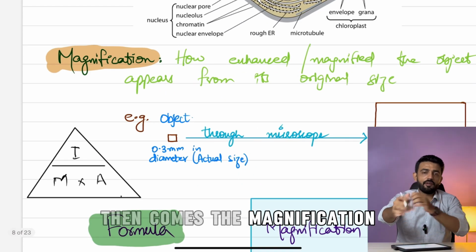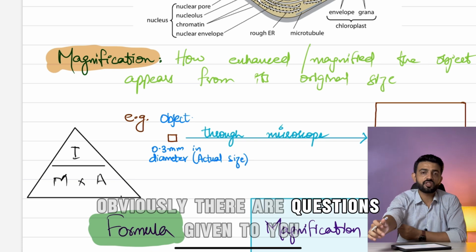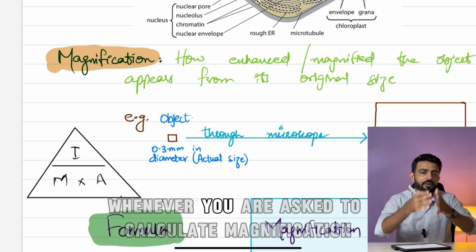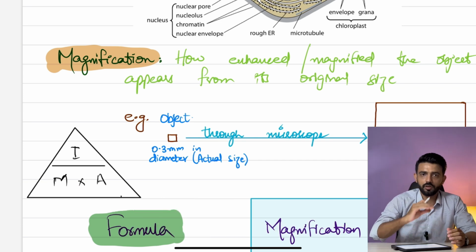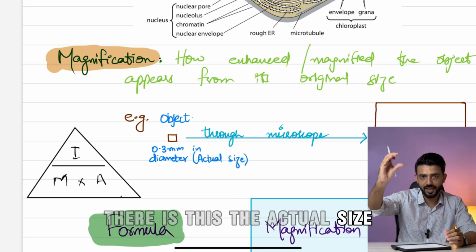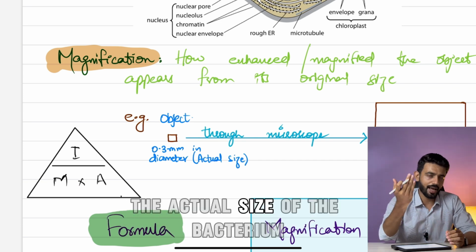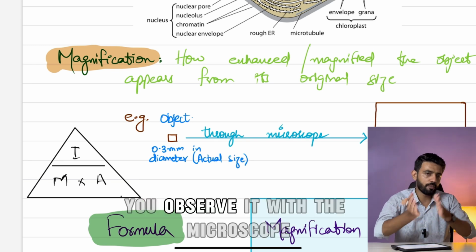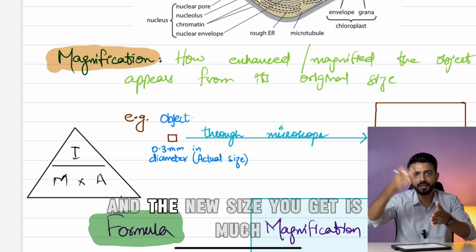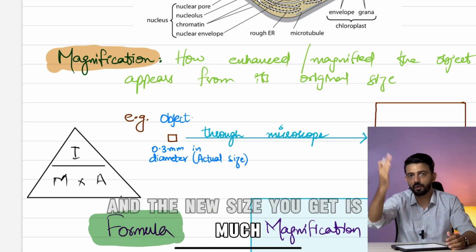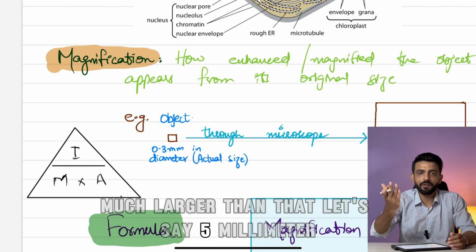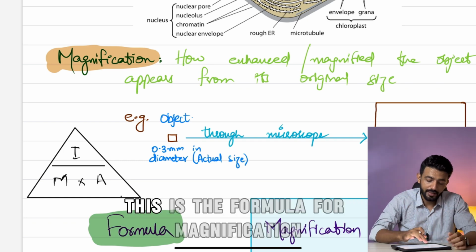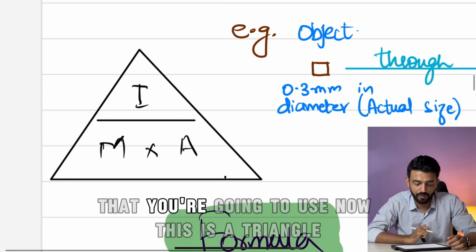Then comes the magnification. Obviously, there are questions given to you where you calculate magnification. Whenever you are asked to calculate magnification, there is the actual size. The actual size of the bacterium, let's say, is 3 micrometer. You observe it with the microscope, and the new size you get is much larger than that, let's say 5 millimeter. Now you're going to calculate the magnification. This is the formula for magnification that we are going to use.